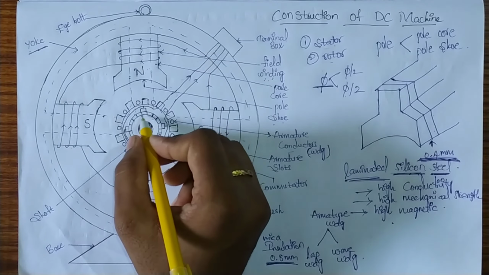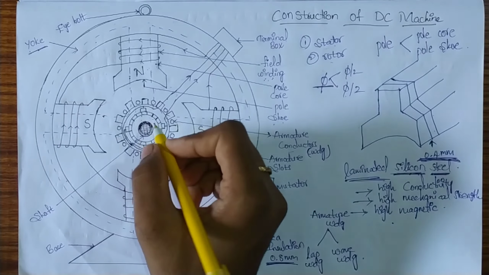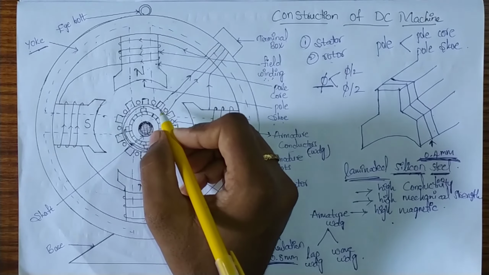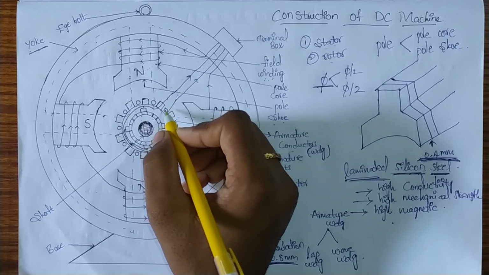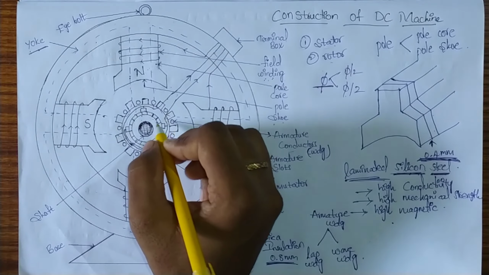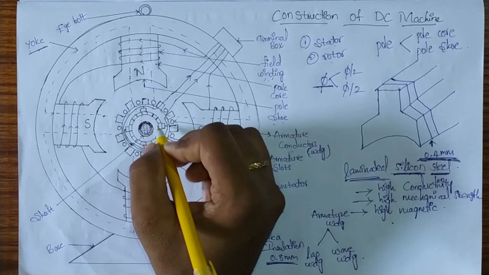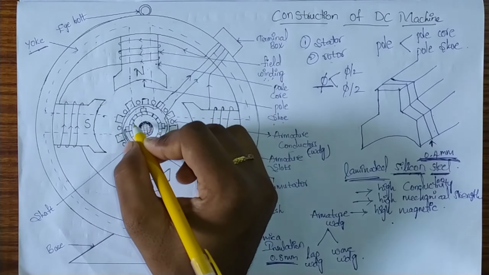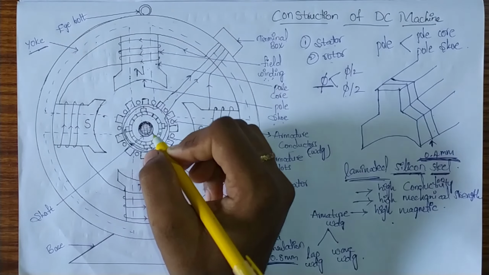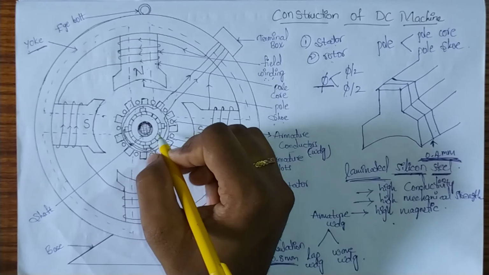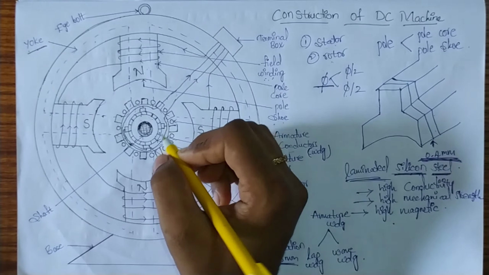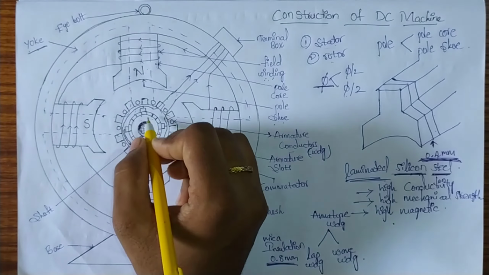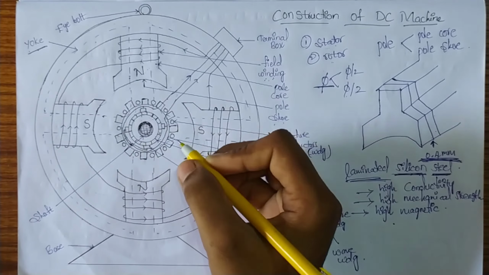And here the commutator is directly connected to the armature winding terminals to collect whatever voltage is produced. The produced voltage is collected by this commutator and sent out through the brushes. Here the commutator collects the current, but it is alternating in nature. In general, the machine produces alternating current, but here we want a DC current. So for that purpose, the commutator acts as a rectifier.